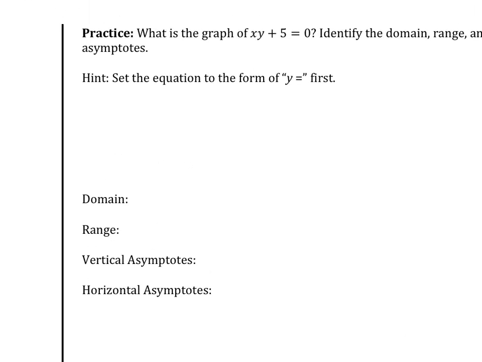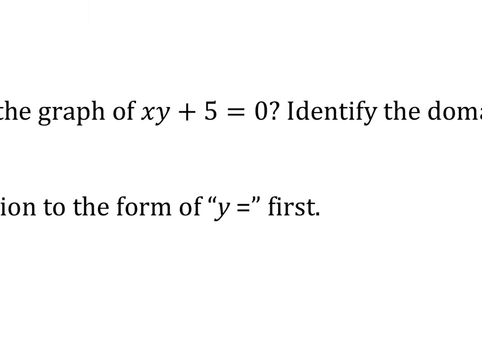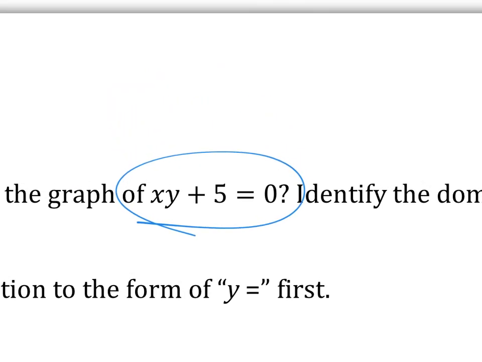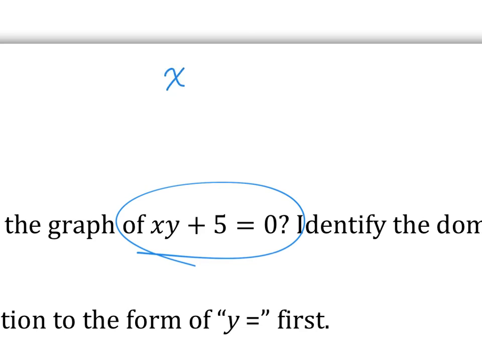All right, last one. What is the graph of this? That's kind of weird. We've never seen that. We didn't really learn that in this section. So what did we learn in this section? Okay, so what is the parent function we learned in this section? 1 over x. So the question is, is it possible for us to change this equation into something with 1 over x? Maybe. So let's go ahead and try that.